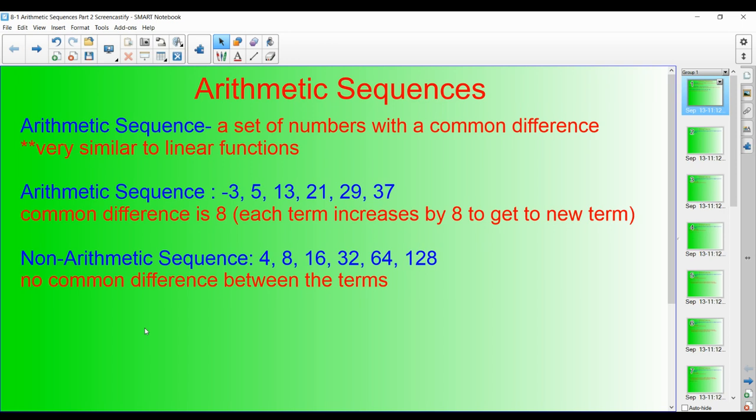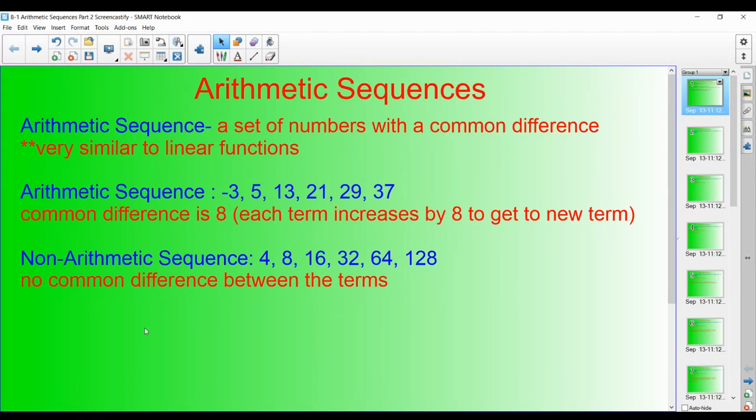Everyone. Today we're going to do part two of arithmetic sequences. We're going to learn how to write equations when we're not given perfect data or perfect information. And we're also going to see a good use for arithmetic sequences. So once again, arithmetic sequence, there's a common difference.